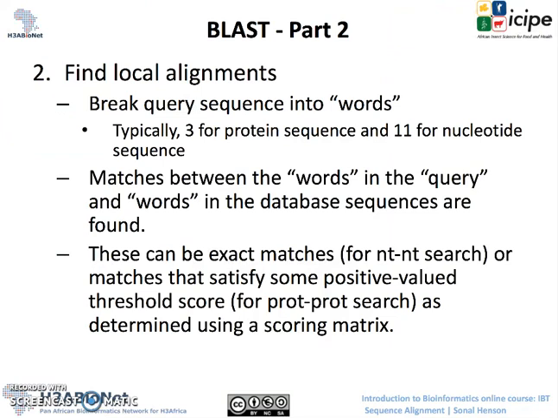And the second part, the BLAST parameters that were set are used to search for local alignments. First, the query sequence and the database sequences are broken into words. For a protein-protein search, a word length of 3 is typically used. For a nucleotide-nucleotide search, a word length of 11 is typically used.